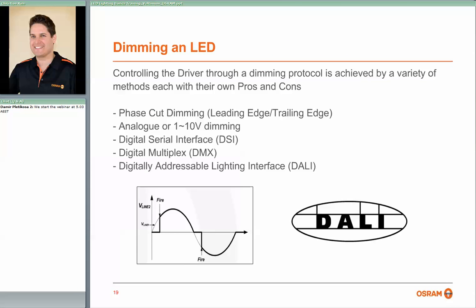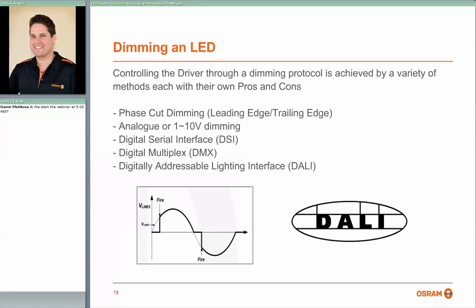Okay, so that's the do's and don'ts generally speaking. So dimming LEDs, which I've already touched upon anyway, so controlling the driver through dimming protocols is achieved by a variety of different methods, each with their own pros and cons. So what we've got here, we've talked about phase cut dimming, which is basically mains dimming by chopping the waveform.